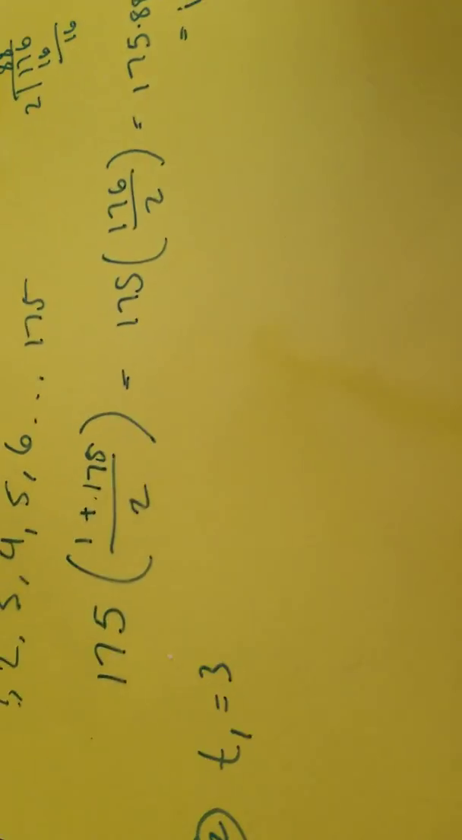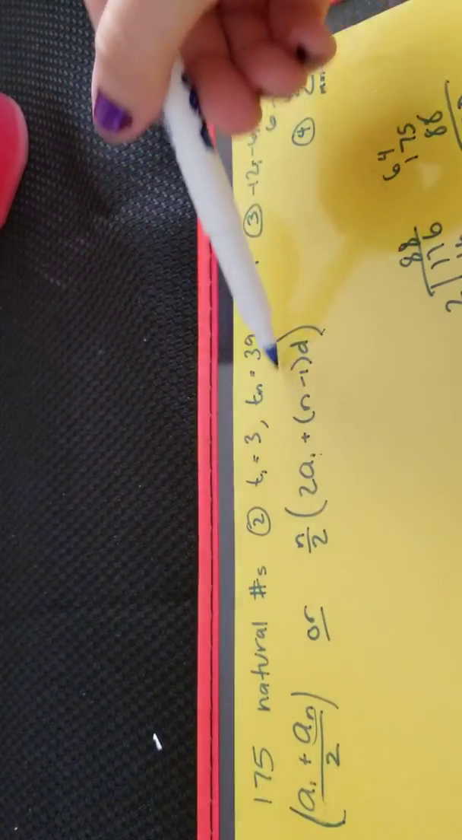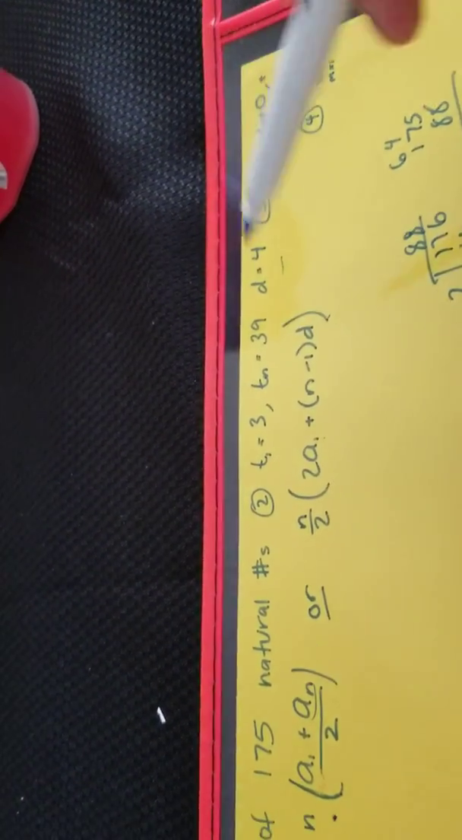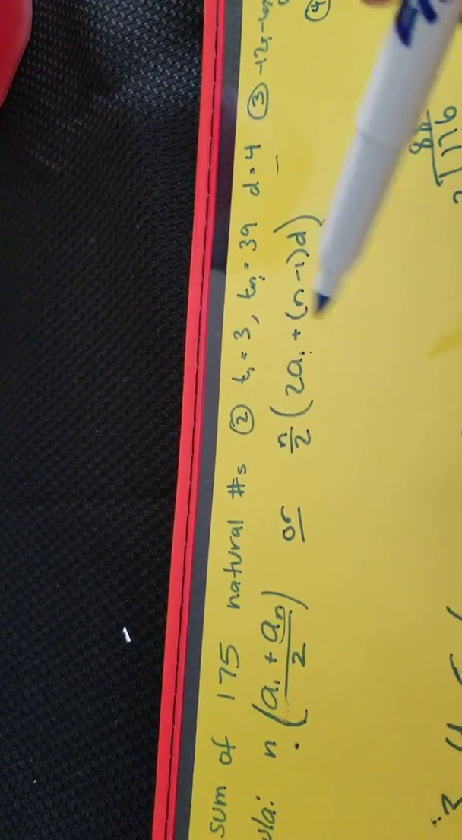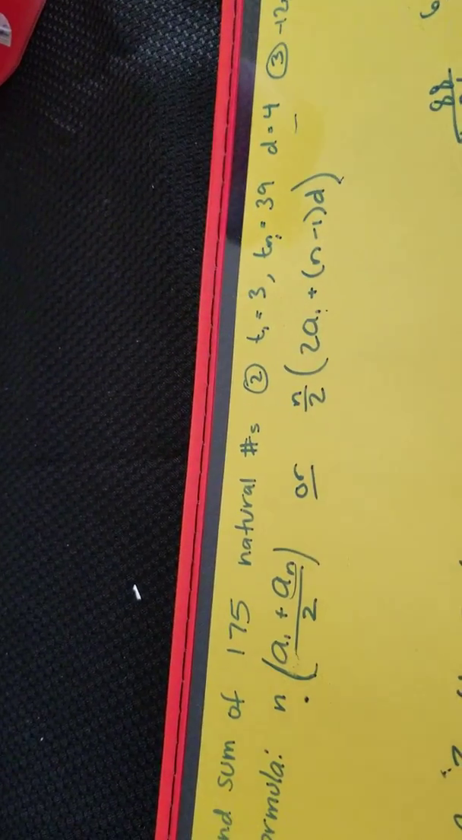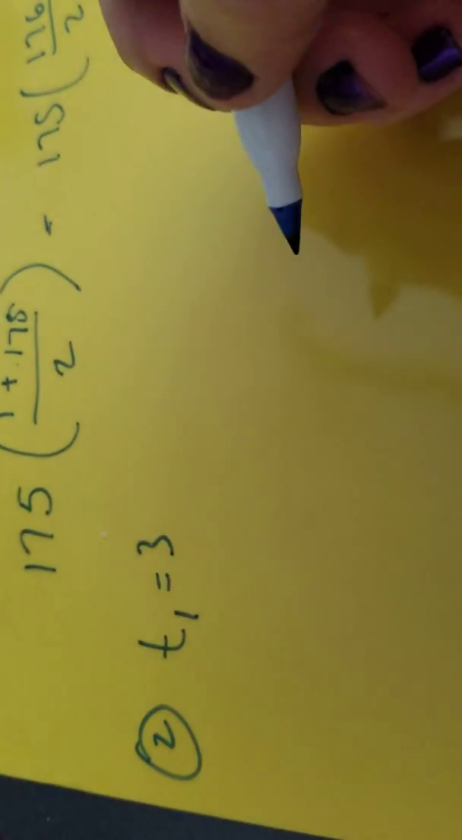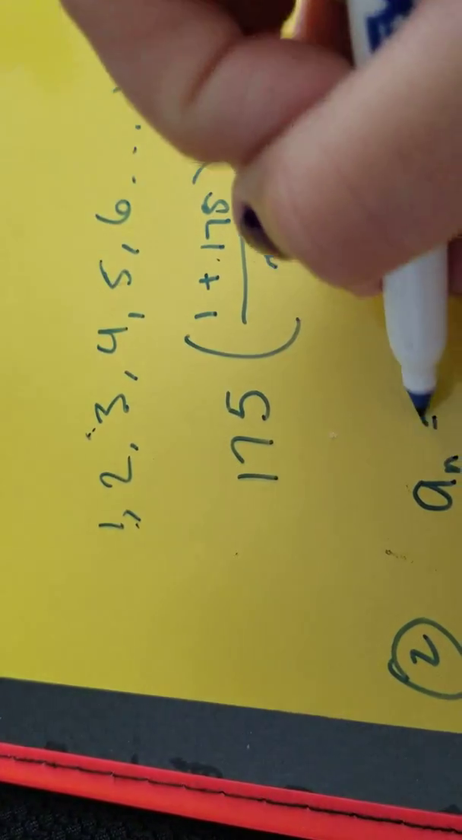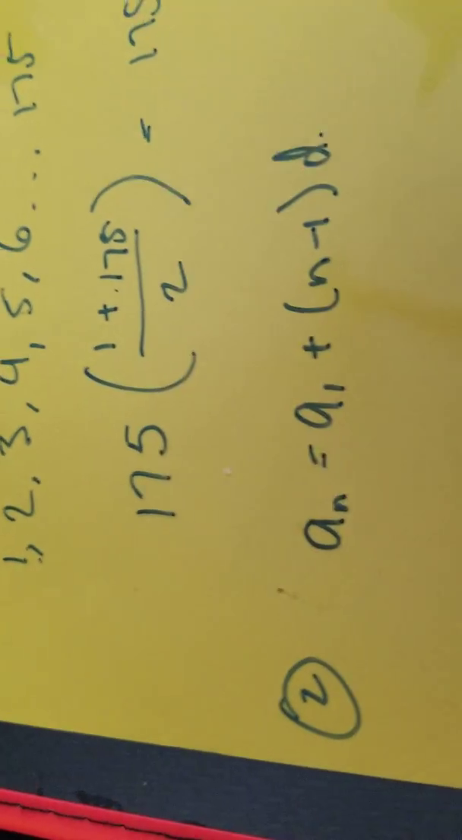Okay, sorry about that. So we have the first term, the nth term, and the difference of 4 for number 2, right? We don't know what n is though, and we need that for both formulas. So we're gonna have to figure out what term that is. So going back to the arithmetic sequence that you guys learned, it's an equals a1 plus n minus 1 times d.